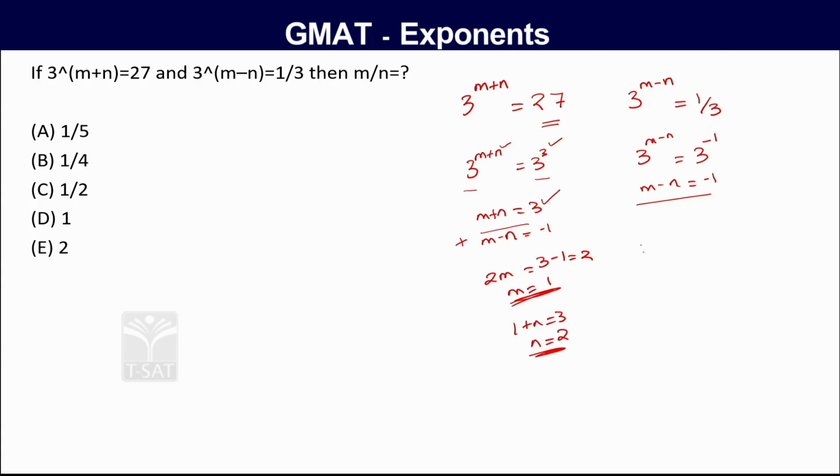And what did they ask us? They asked us what is m by n. M by n will be 1 by 2, which is option C. Let's look at the next question.